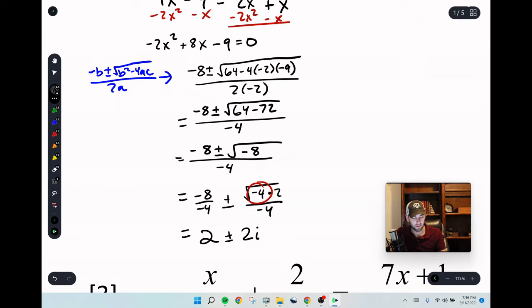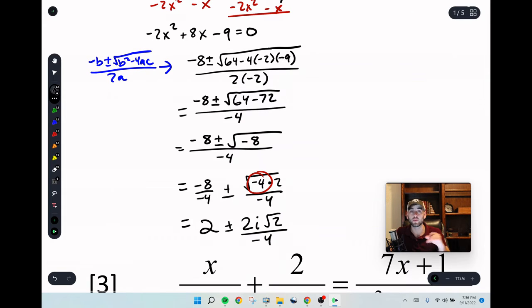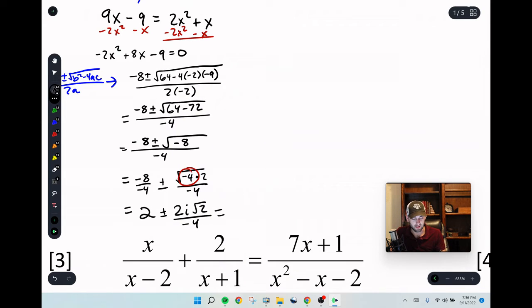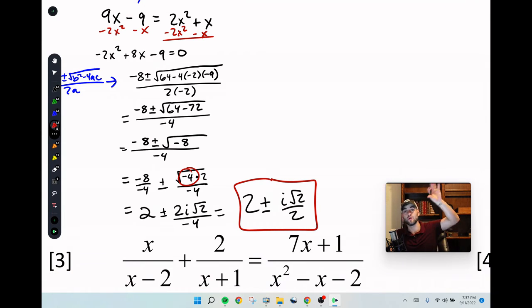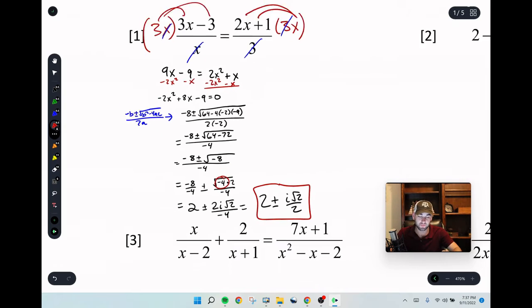So we got 2i square root 2 all over negative 4, which we can do one more reduction, and then we're happy. It's going to end up being 2 plus or minus i square root 2 over 2. There's our answers. We could break that into 2 if we wanted to. We could break it into 2 plus, 2 minus. You could write it both ways.